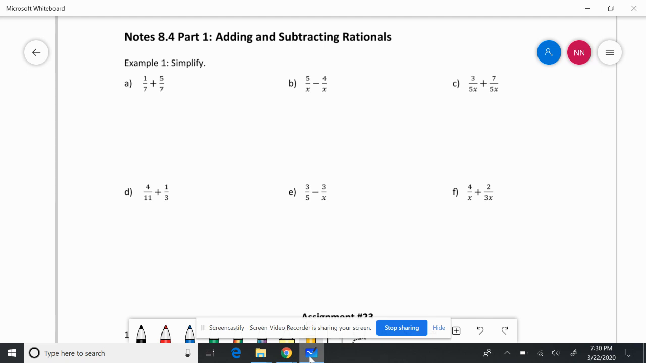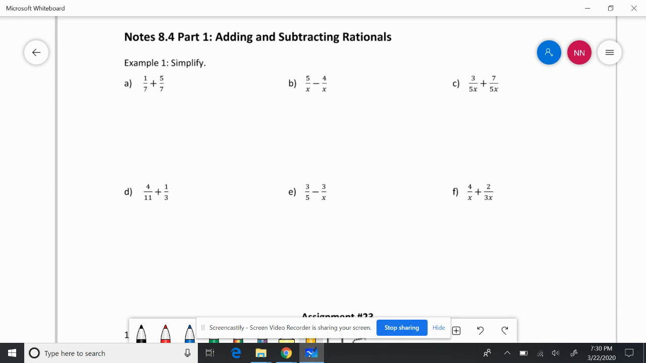What we're going to do today is we're going to be adding and subtracting rationals. We're going to be doing this all week. We're going to start off with just basic fractions. Some of them are going to have variables and some of them aren't. The first one that we're going to look at has a common denominator.